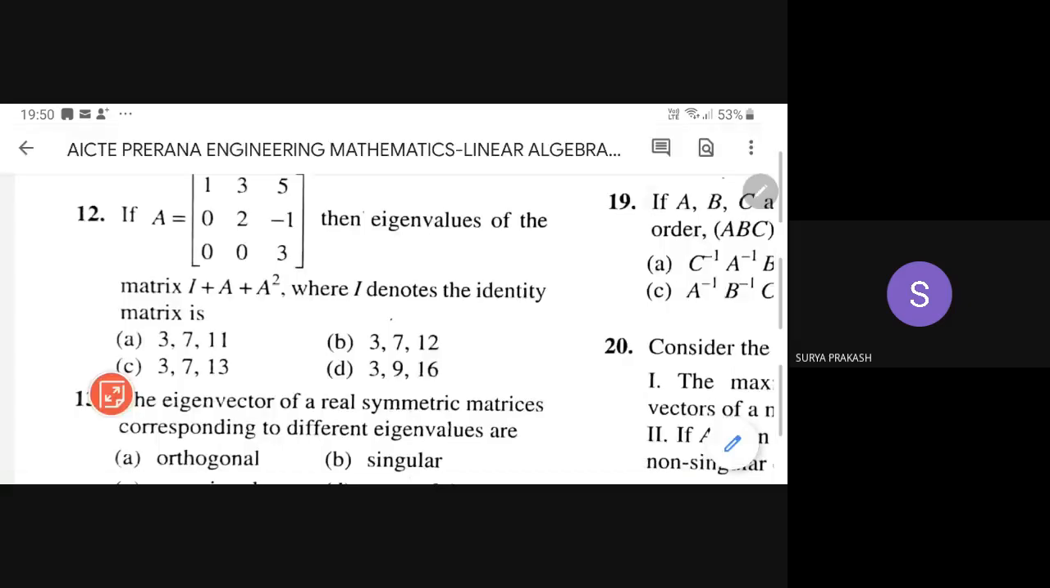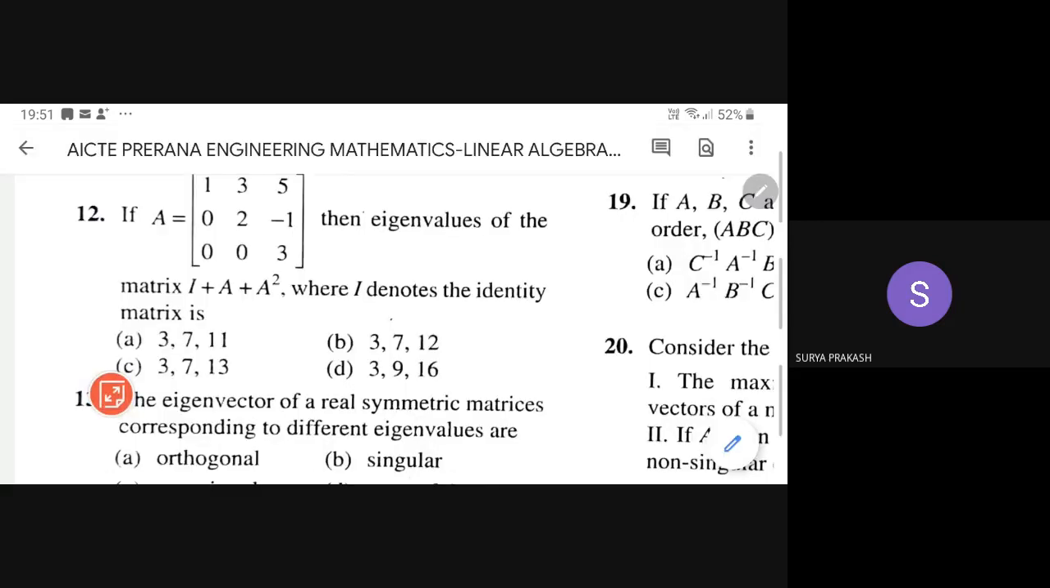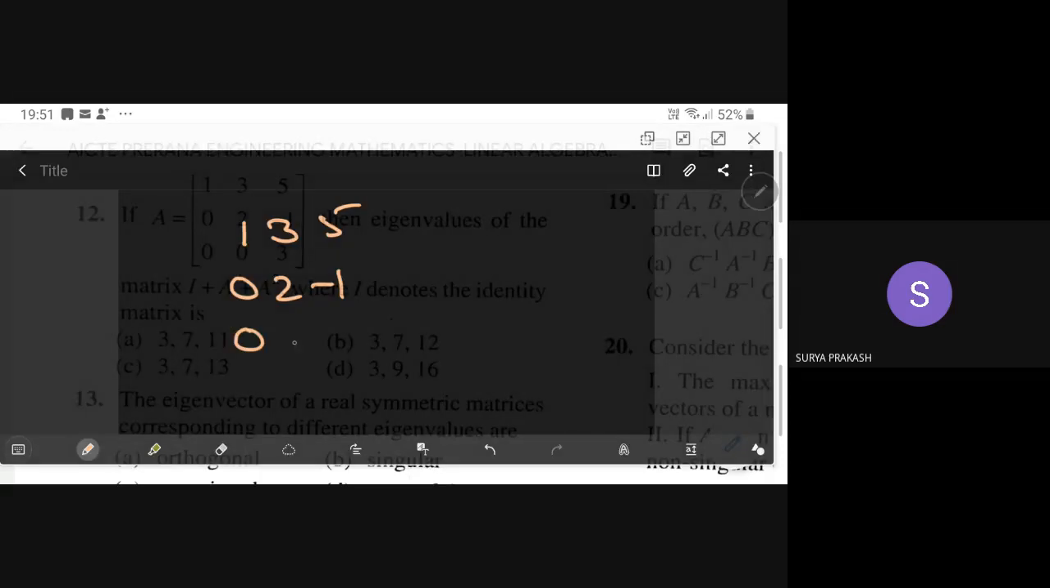So what is given? Let me see. Given that A is the matrix with rows 1, 3, 5; 0, 2, minus 1; 0, 0, 3. Okay, this is the one. Now see, tell me.